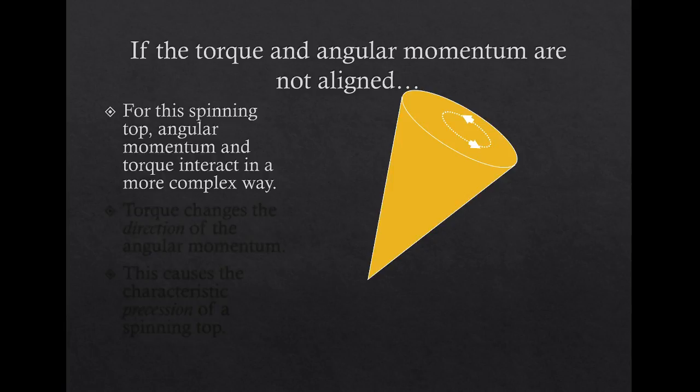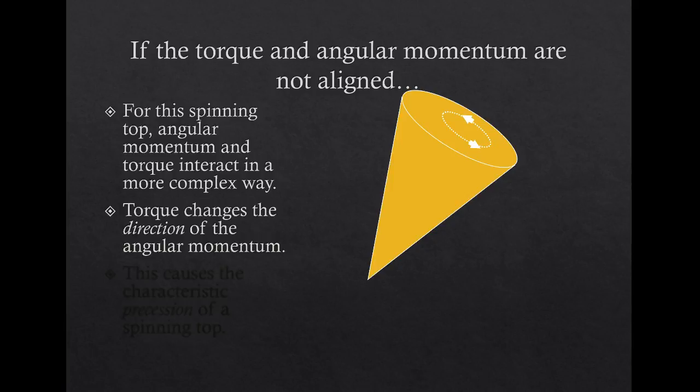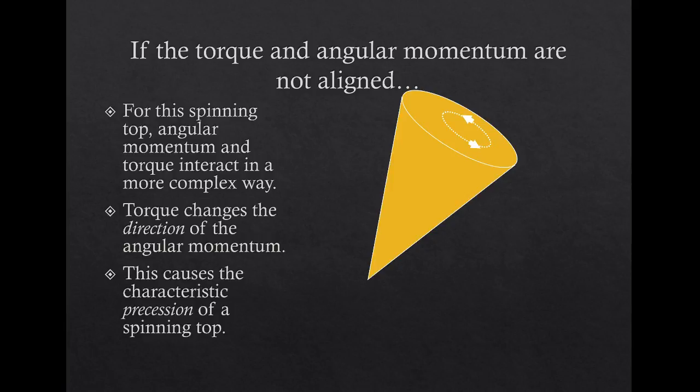So here's a spinning top where we have angular momentum and torque interacting in a pretty complex way. Torque is going to change the direction of the angular momentum, which is going to cause precession. So what you see right here is omega. In this case, omega is actually a vector, and so is L, that points outwards. Remember, L equals I omega. And you can use your right-hand rule with this direction of rotation to come up with that.